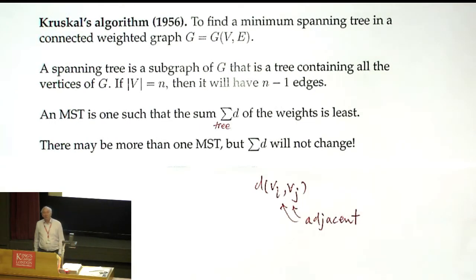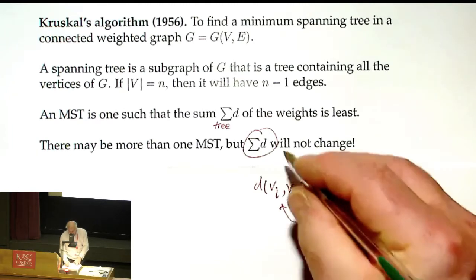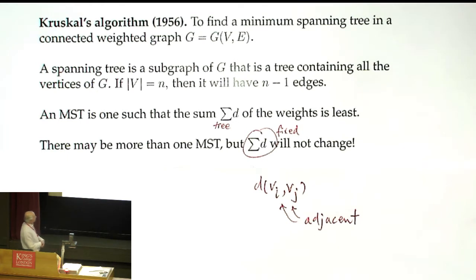Now, a minimum spanning tree may not be unique. There may be several. You can easily concoct examples by just having all the weights equal. There may be several minimum spanning trees, but by its very definition, you can't change the minimum sum because the sum is minimal. If you find another tree with a lesser sum, then that will be the minimum spanning tree. So always remember that when you have a minimum spanning tree, this sum will be fixed. You can't find two minimum spanning trees with different sums by definition of the concept.